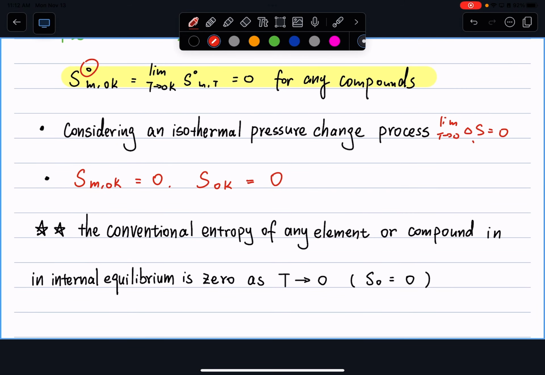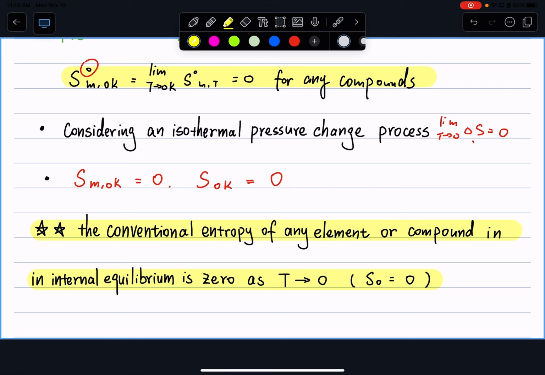Or this is also another version of the third law of thermodynamics: the conventional entropy of any element or compound in internal equilibrium, meaning it's not reacting with each other, is 0 when temperature approaches 0K. All right, so this one just goes over the third law of thermodynamics and gives a definition to our conventional entropy. We're talking about a reference point from 0K to whatever actual state we're talking about.